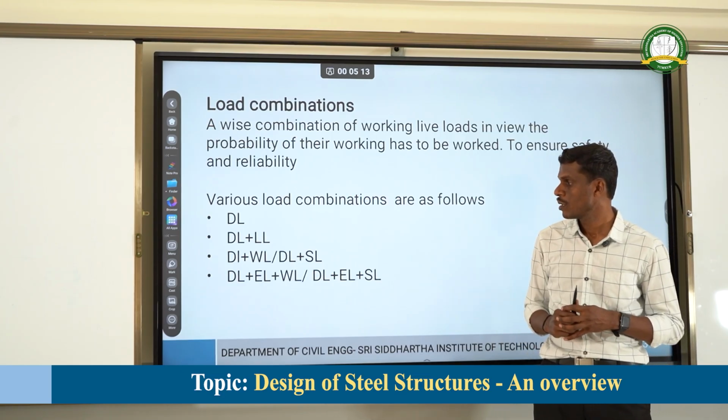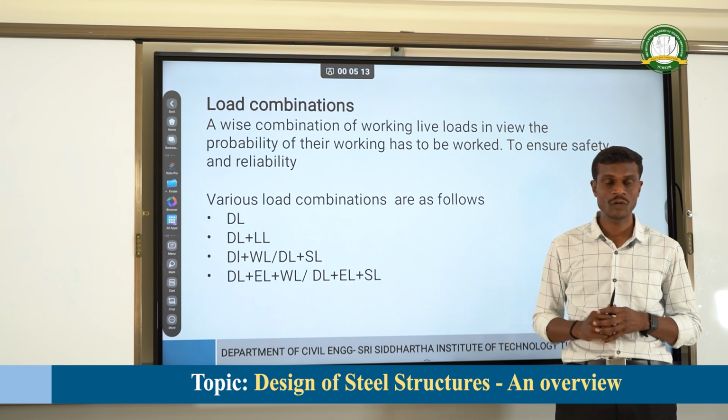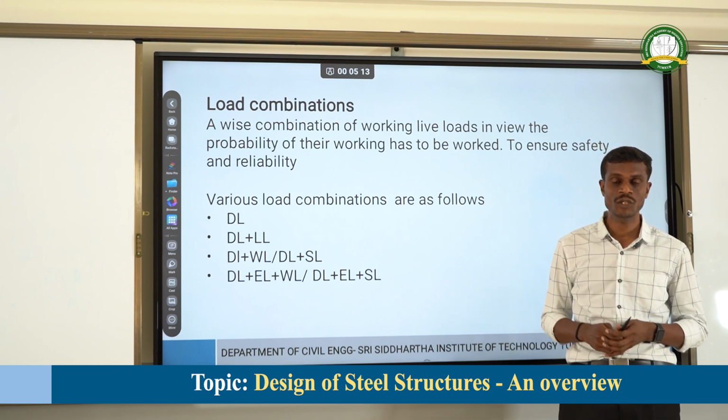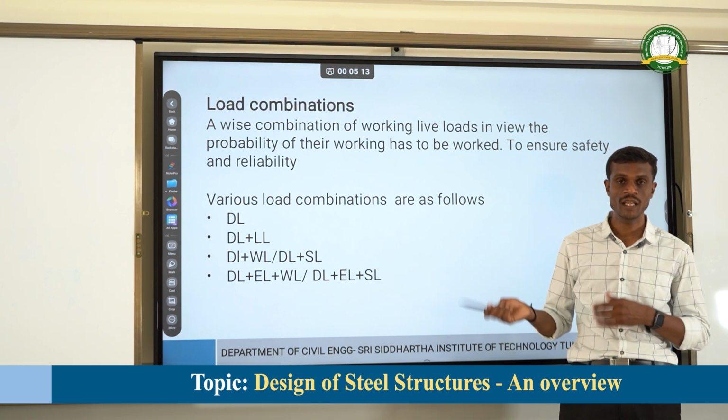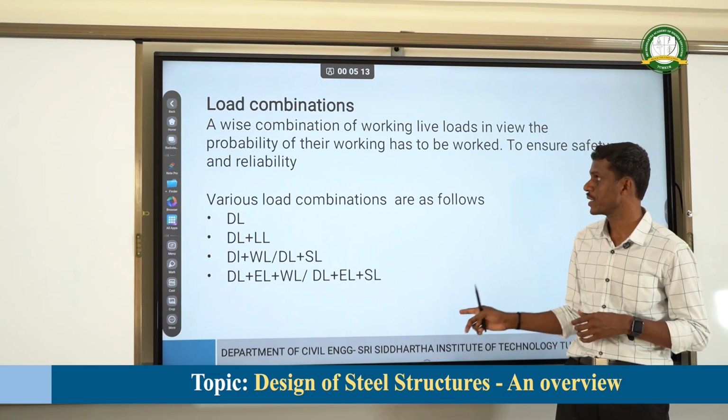So next is dead load plus erection load plus wind load, or dead load plus erection load plus seismic load. So any of these load combinations has to be considered.